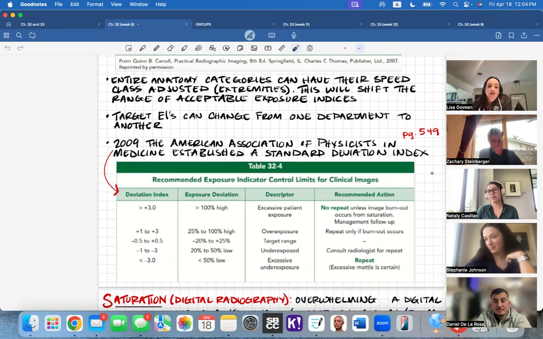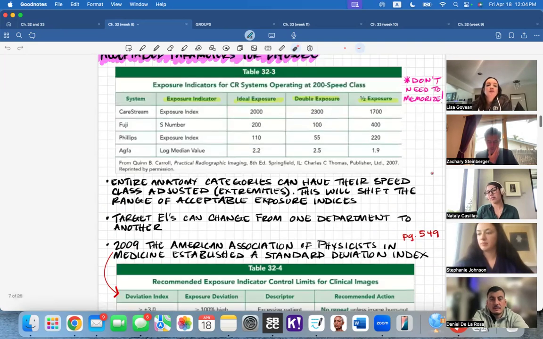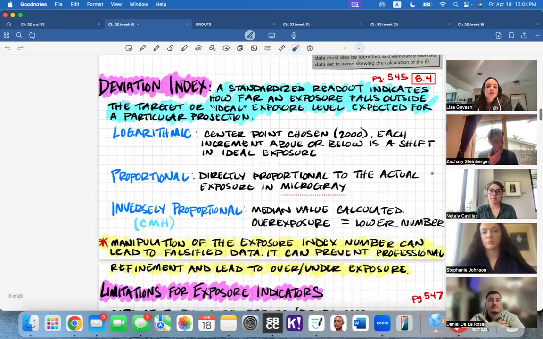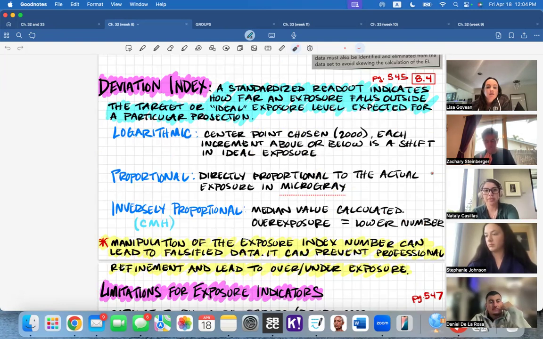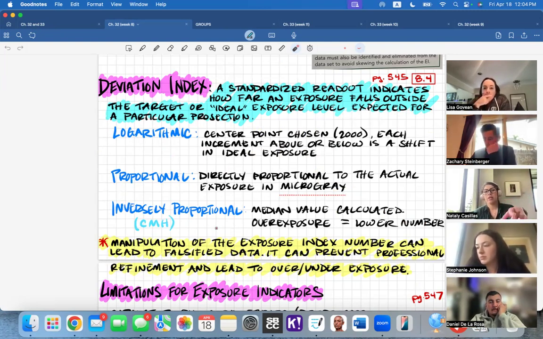Because then you have the logarithmic, and then you have the proportional, and then the inversely proportional. So for the S number, I believe it'd be inversely proportional, because the lower the number, the more radiation. That makes it inversely related. But then there are other manufacturers that could do the proportional, which is directly related to the actual exposure in microgray. Yeah, that's how I'm understanding it.